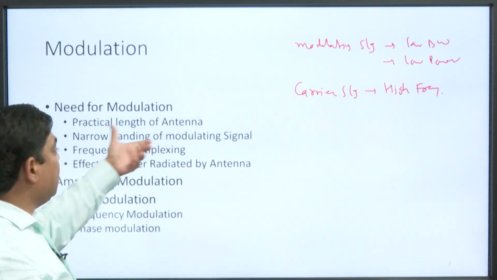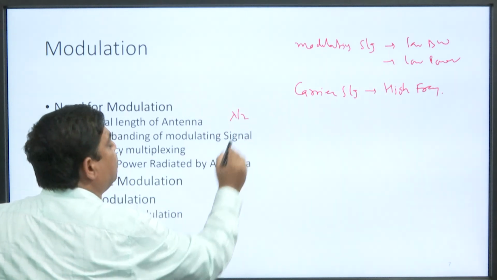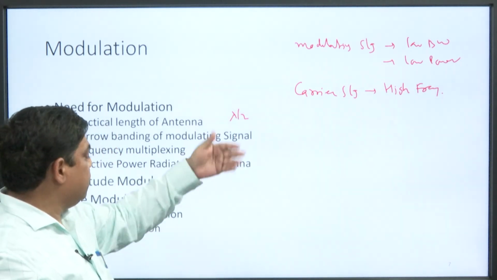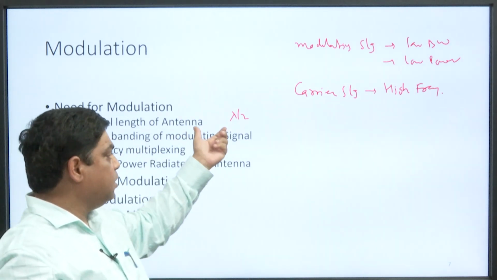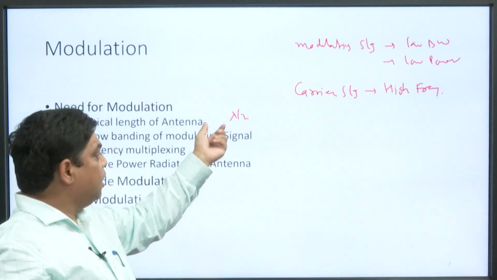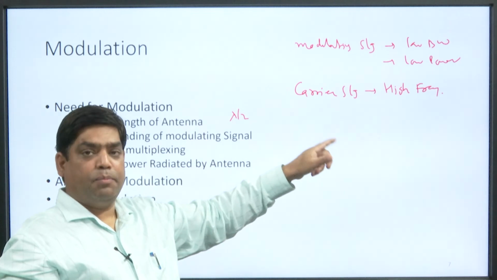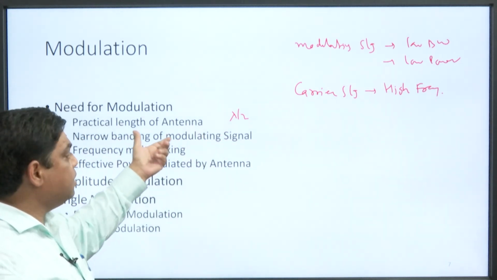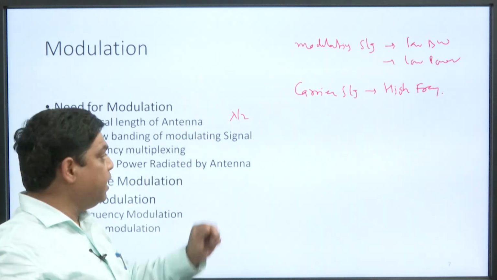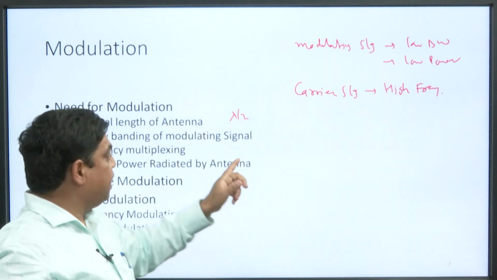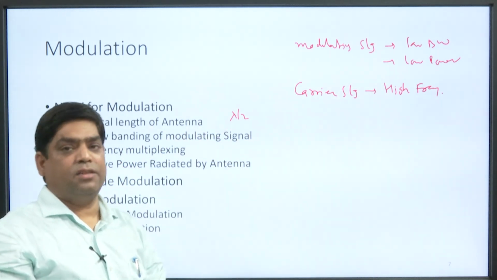Firstly, the practical length of the antenna. The practical length of an antenna is normally lambda by 2, lambda by 4, or lambda by 8. To make the antenna length shorter, lambda should be very small, so the frequency should be high. If the frequency is high, then lambda will be less, and a practical antenna can be implemented. Otherwise, if the frequency is low, the antenna length can be in kilometers, and that is not possible.